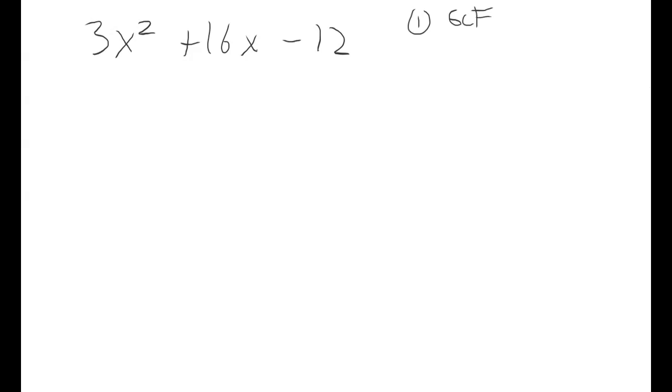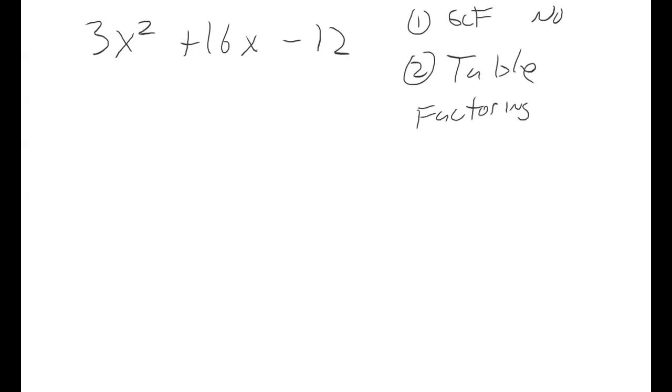3, 16, 12. 3 can go on to 12 but on to 16. No x in the last term, so no. So next we go to our table, and therefore we have to see we have 3 terms, so the only option is factoring.